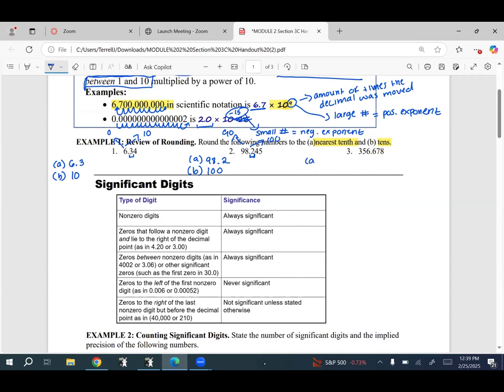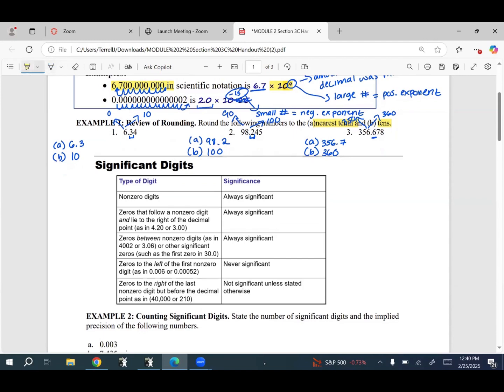And the last one there. Rounding to the 10th place, 356.7. And then if we're going to round to the tens, let's look at 356. Here are my options, 350 or 360. You're always thinking in terms of 10, right? 350 or 360. So obviously 356 would be closer to 360, and that would be my answer.